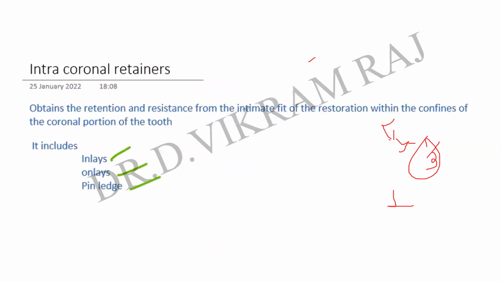Intracoronal retainers are the ones which obtain the retention and resistance form and also have an intimate contact of the restoration within the confines of the coronal portion of the tooth, and it includes inlays, onlays, and pin ledges.